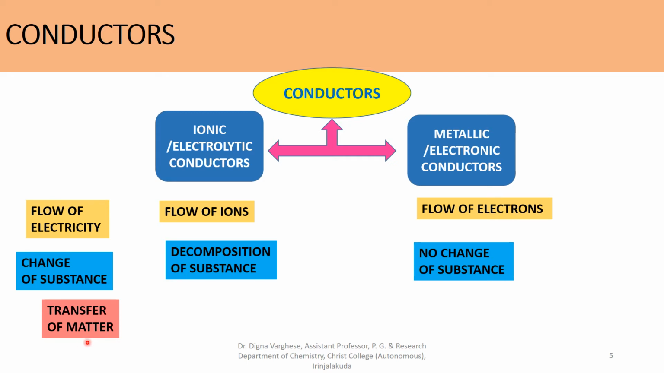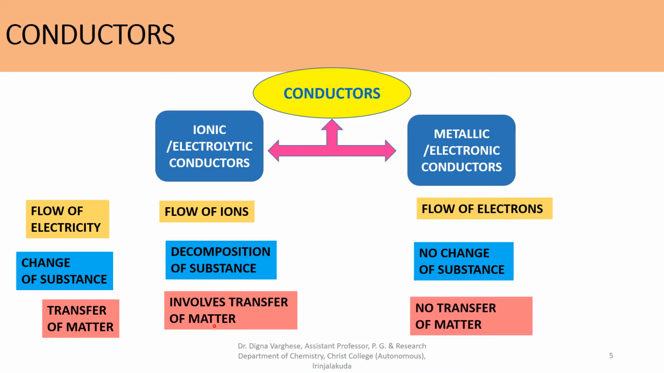What about the transfer of matter? Here, there is a transfer of matter. When a potential is applied to the electrolyte solution, the cations and anions move to their respective electrodes. So there is a transfer of matter. But in the case of metallic or electronic conductors, no such transfer of matter occurs.